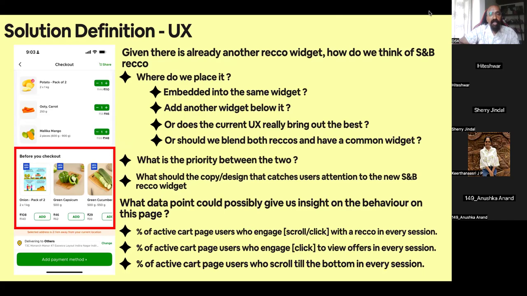What we want to understand. Sorry, there's one more thing. We can ask how many people are scrolling beyond this fold. Absolutely, that's where we're getting to as well. So there are two parts to it, right? Before I jump into data, I'll go to the next level of product questions: should we embed it into the same widget? Should this be another widget below it? Or is the current UX in itself not ideal? Or should we consider blending? These are some leading hypotheses on how to think about this problem statement. What data point could give us insight towards it?